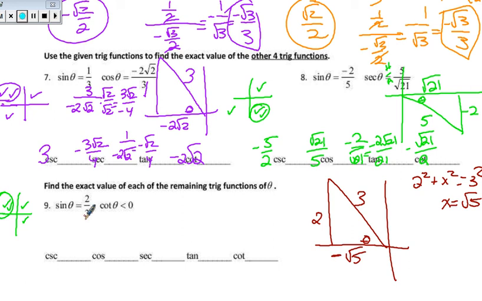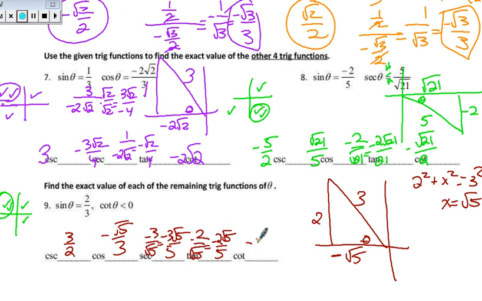Cosecant would be the reciprocal of the sine, so we're looking at 3 over 2. Cosine would be the adjacent side over the hypotenuse, so it's going to be negative root 5 over 3. Secant would be the reciprocal of this, so it's going to be negative 3 over root 5. Rationalized, you get that. Tangent is the opposite over the adjacent, so it's negative 2 over root 5. Rationalized would be negative 2 root 5 over 5. And then cotangent would be the last one here, negative root 5 over 2.